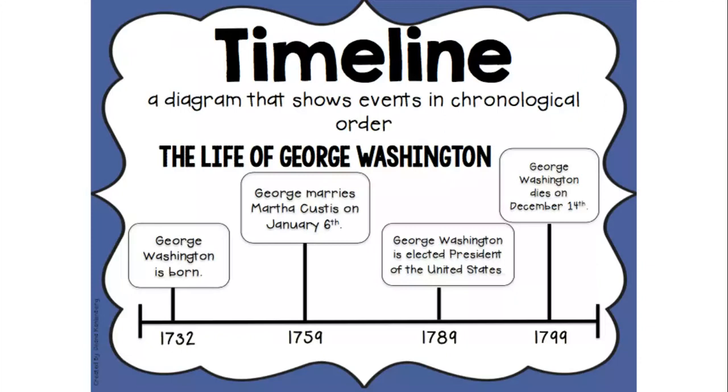We have a timeline that is a diagram that shows events in chronological order. So that means it's going from the beginning to the end of something. This particular one is the life of George Washington. So we could use this for our social studies figures, right? We can do it for presidents. We could do it for things that are not people too. So maybe the timeline or the history of Indiana. We could do the history of the United States. We could just do the history of Sellersburg. And then we can put it on this timeline.